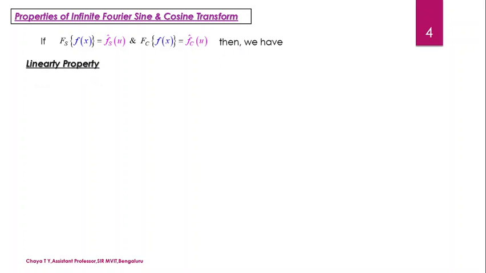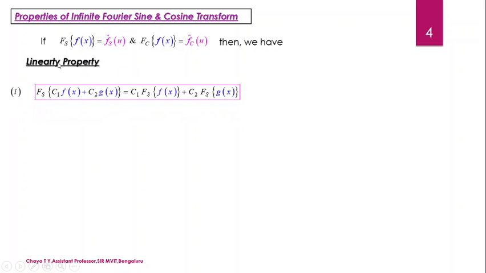So, what is the first property? The first property is called the linearity property. Since we have considered the linearity property in Laplace transform and also Z transforms, I think you can guess what the linearity property can be. So let's see the statement of the linearity property here. So this is the linearity property.